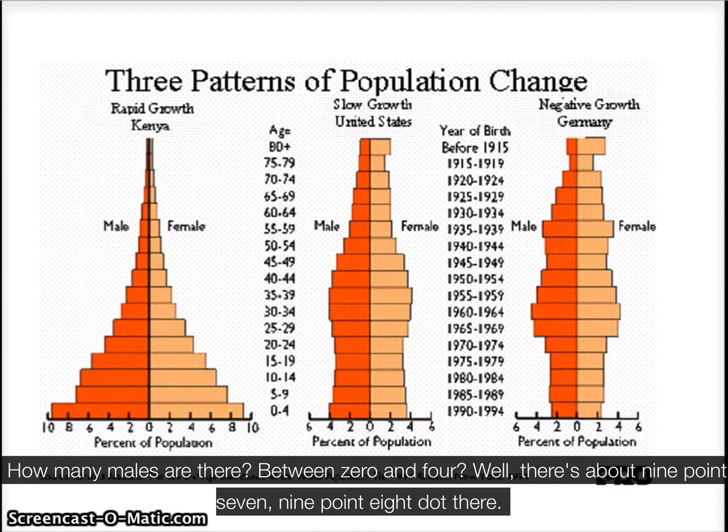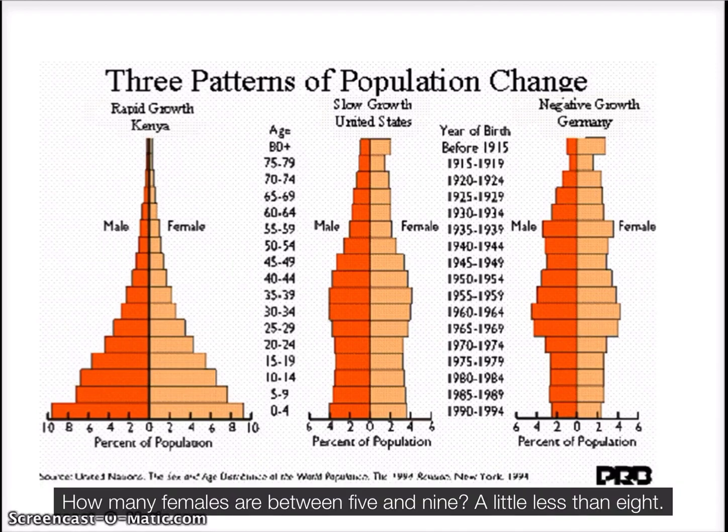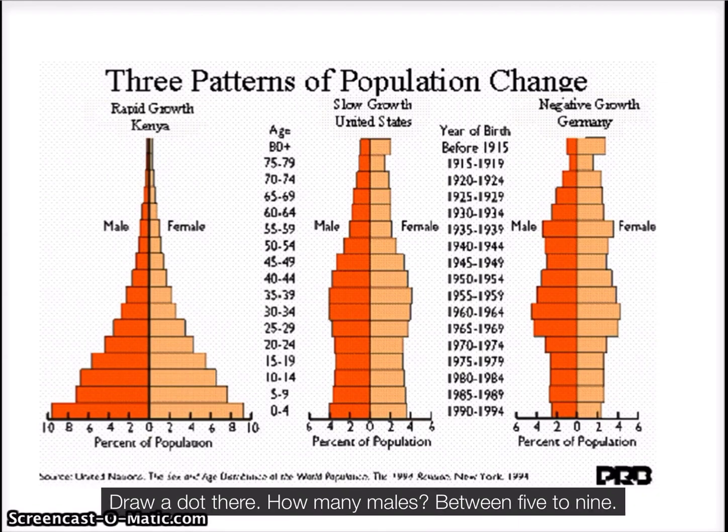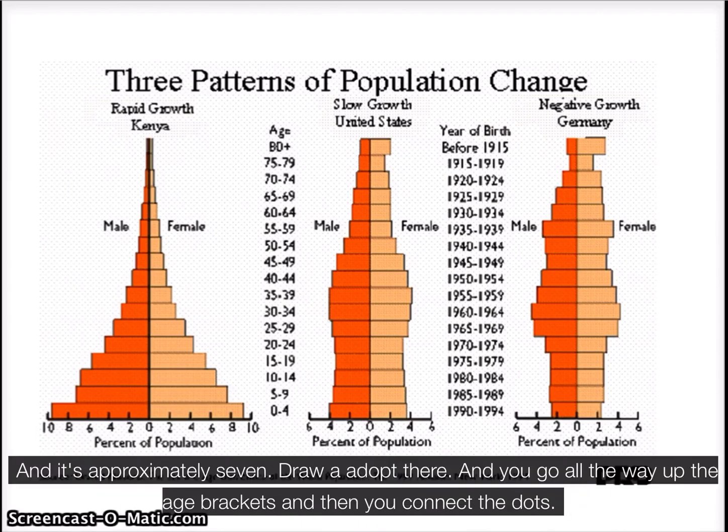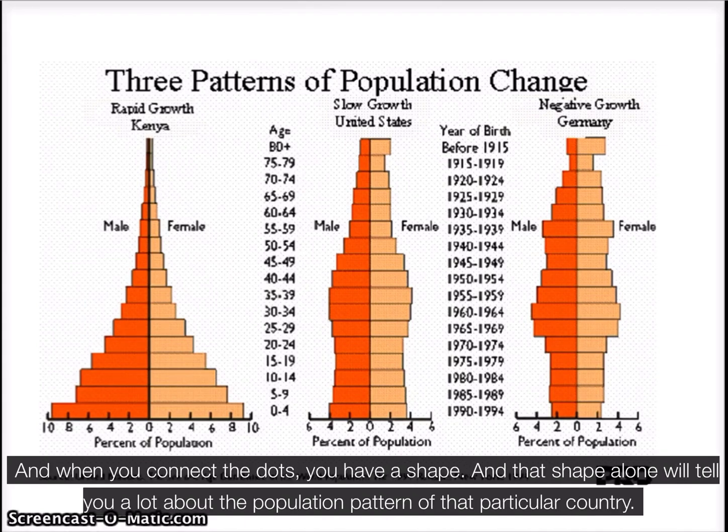Draw a dot there. How many females are between 5 and 9? A little less than 8. Draw a dot there. How many males between 5 to 9? Well, it's approximately 7. Draw a dot there. And you go all the way up the age brackets, and then you connect the dots. And when you connect the dots, you have a shape. And that shape alone will tell you a lot about the population pattern of that particular country.